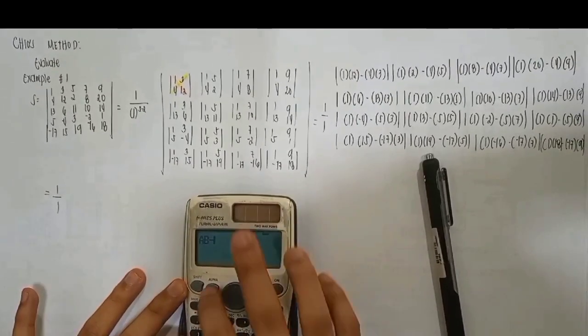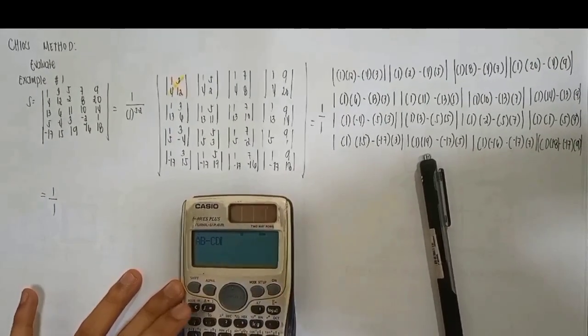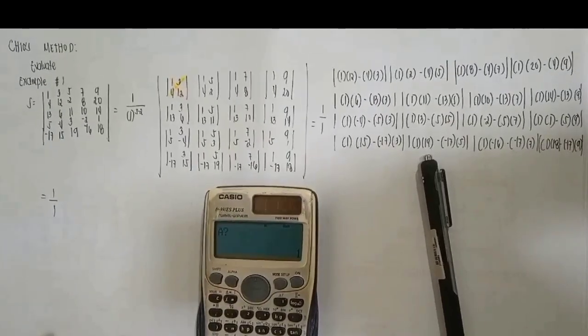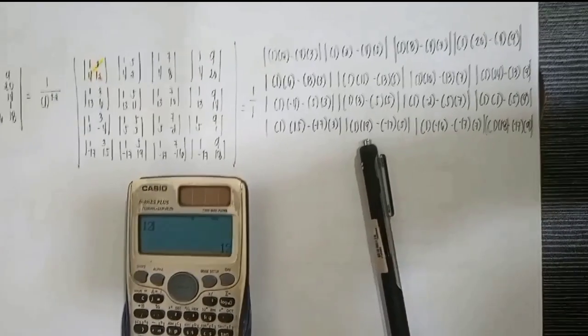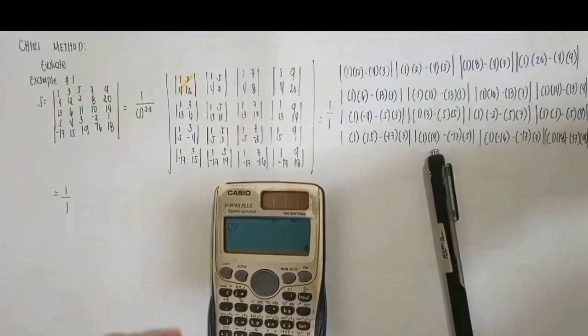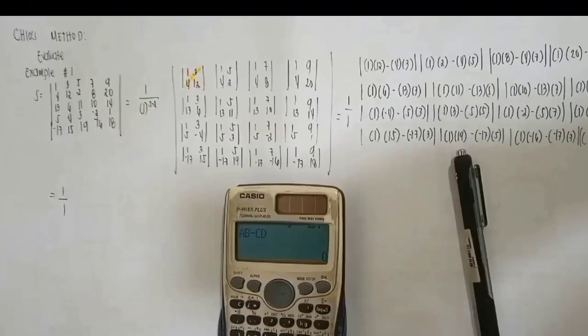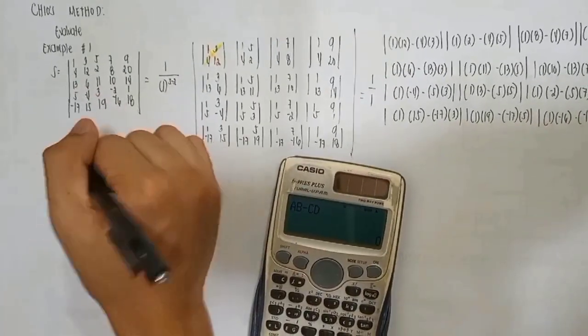Next, we need to simplify it using our calculator, wherein I discovered a strategy for us to make it easy and fast. We need to press alpha A, B, minus alpha C, D, then click calc. After that, we will just input the values, then we will get the answer.